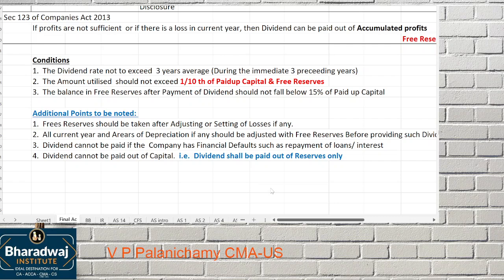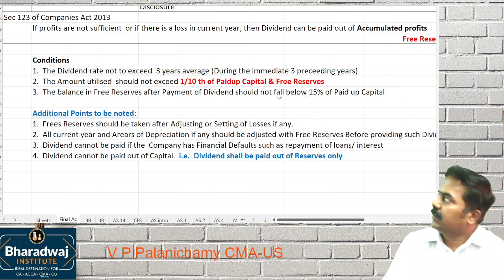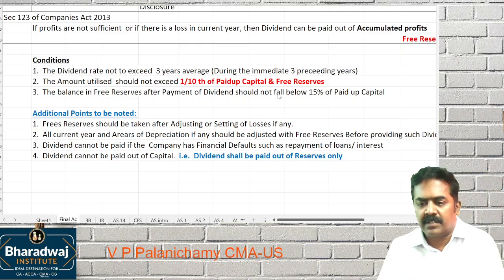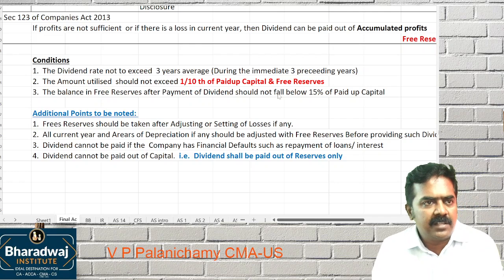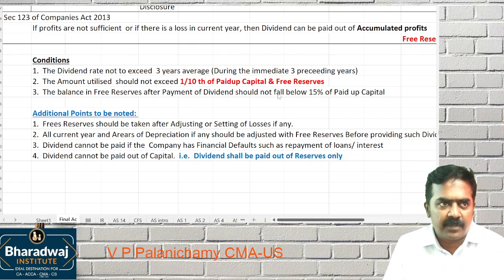So first, see the 3 years average. Then if the dividend rate is within that 3 years average, no problem. So the dividend paid out of past profit should not exceed 10%, that is 1/10 of paid up capital and reserves. Then the reserves balance after payment of dividend should not fall below 15% of paid up capital.